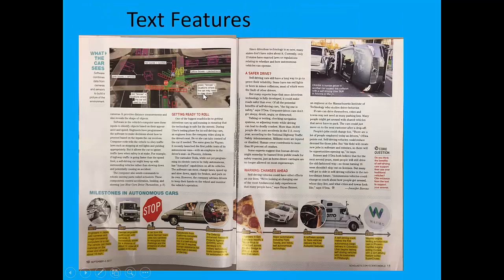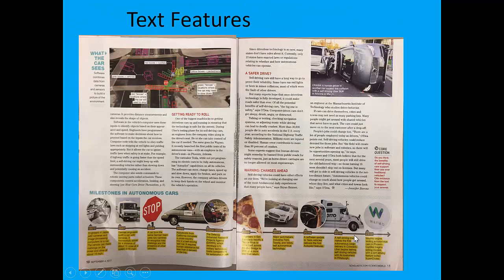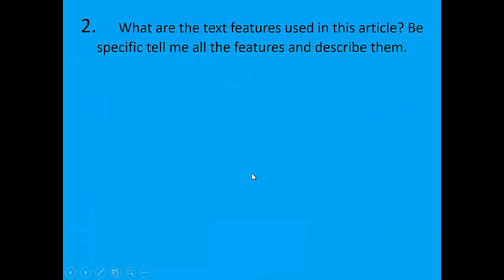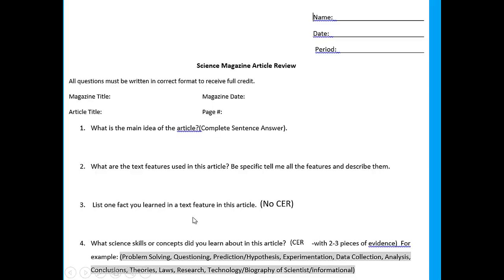So there's all kinds of text features in this article. You can see the title page, picture, it's got all kinds of information on a picture with a caption, subtitles, a diagram with information, milestones, which is a timeline, pictures of cars with captions and additional captions. So all kinds of text features. So what are the main text features used in this article? Be specific, tell me all the features and describe them. So there are 4 pictures with captions, a diagram, subtitles, and a timeline. Question number 2.